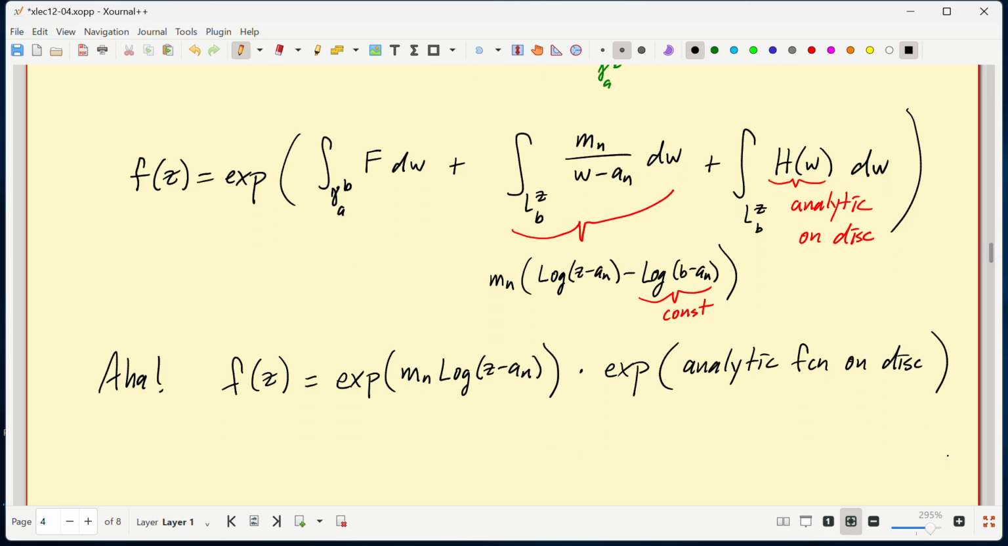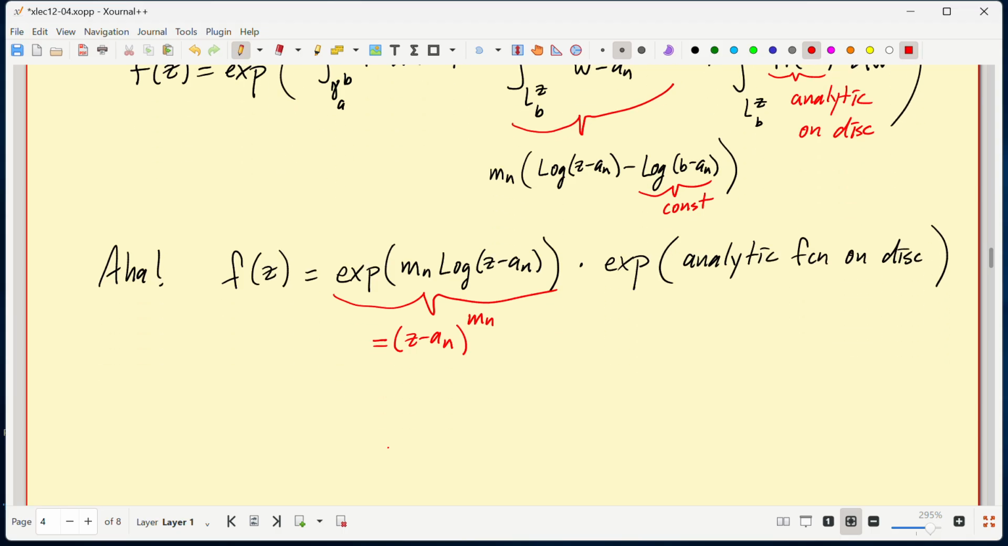And the exponential of mn times log is z minus an to the mn, because the exponential of log is the thing that's inside. That's the definition of log. It's not always true that the log of the exponential is what you think it is, because there are choices. But the exp of the log is the thing inside.